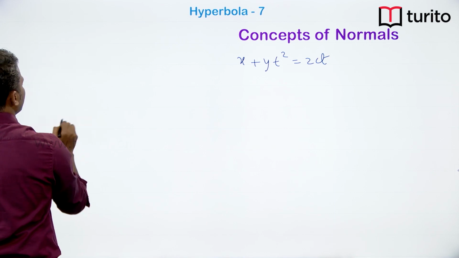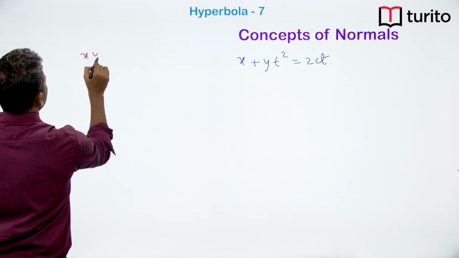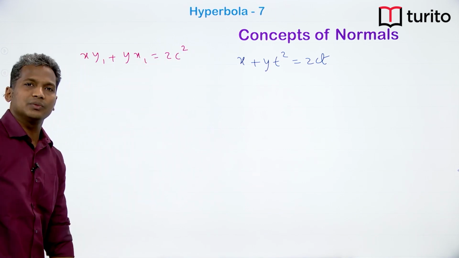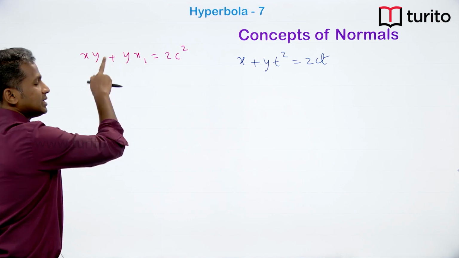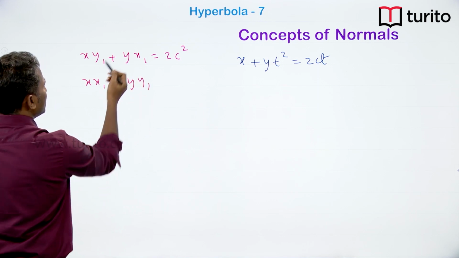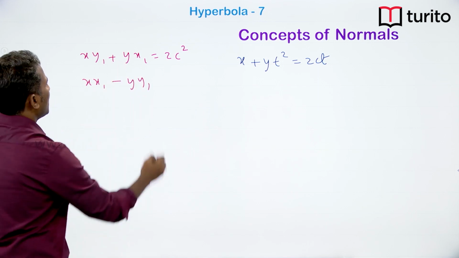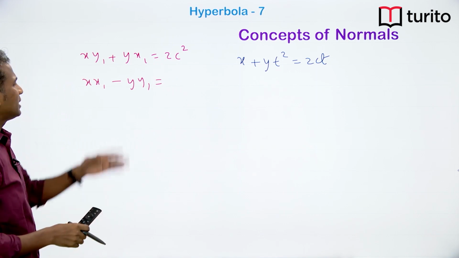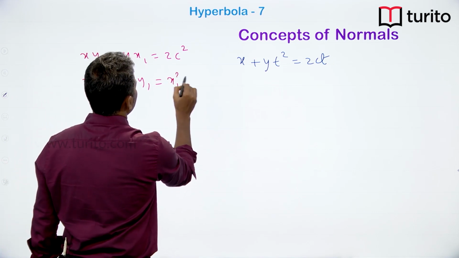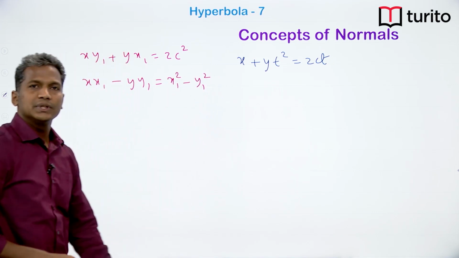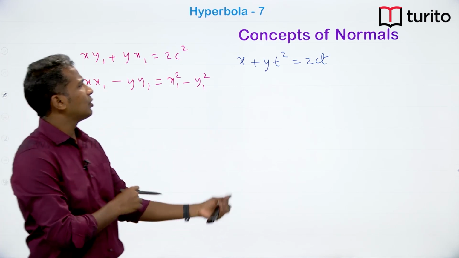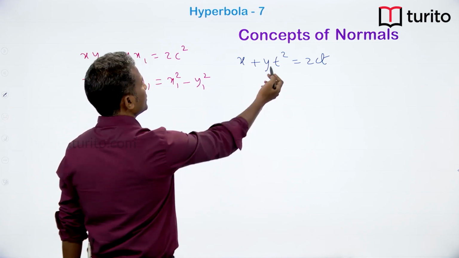Okay, so this is the parametric form. Even if we go for the other form, which is xy1 plus yx1 equal to 2c square, here also it is going to be the same idea. What do we do? We change the coefficients. So, it becomes xx1 and yy1, and we reverse the sign also. And what about the RHS? To get the RHS, we just have to put the point in the LHS. That will give us x1 square minus y1 square. So, this becomes the equation of normal at a point. What about normal in parametric form? Of course, same thing.